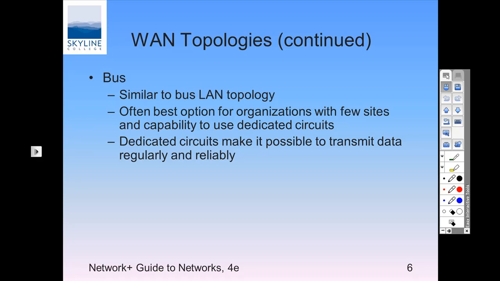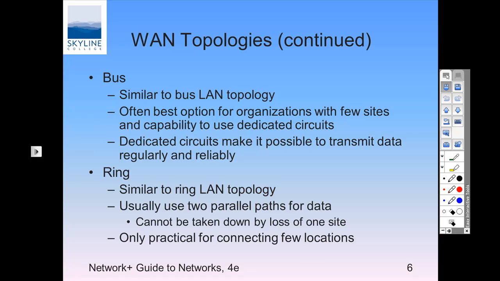A bus, similar to the LAN topology, may be the best option for organizations with a few sites and the capability to use dedicated circuits, making it possible to transmit data regularly and reliably. We can have a ring. A ring is going to give you some redundancy because if it doesn't work in one direction, it might work in the other direction as you go around. Somebody's going to be missing something somewhere, but a ring gives you the capability maybe to go in different directions.